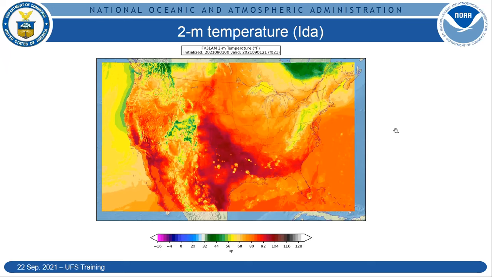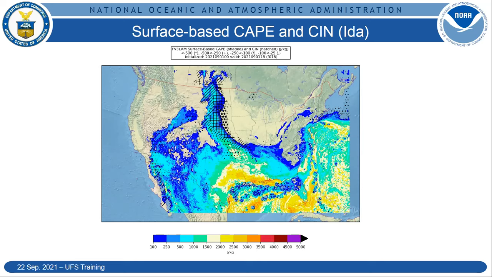And then here is a plot of surface-based CAPE and SIN. So the CAPE is color filled in the background, and then the SIN is the hatches. Different hatches symbolize different values of SIN. If you have greater than 500 joules per kilogram, you would have a star there. So there's some values here. Between 250 and 500 joules per kilogram is a plus. Between 100 and 250 is the forward slash. And then the small dot is between 25 and 100.